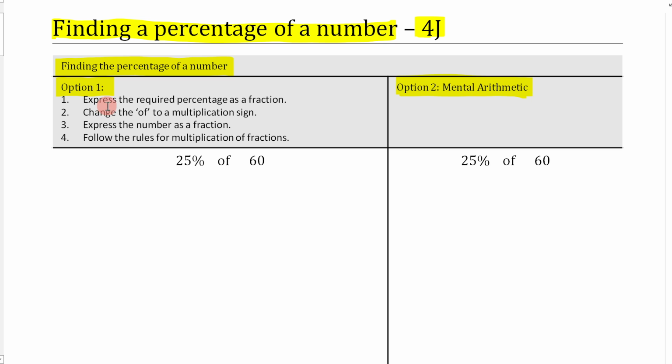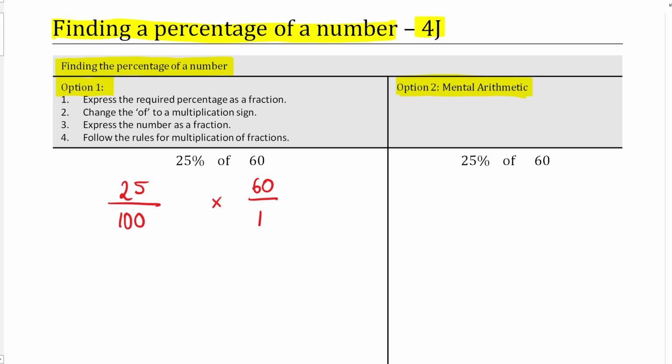Okay, so the first thing you want to do is express the required percentage as a fraction, change the "of" to a multiplication sign, express the number as a fraction, and then follow the rules of multiplication of fractions. So if I give you 25% of 60, the first thing you want to do is express this percentage as a fraction. So we're going to write it as 25 over 100. So I've taken the percentage and written it as a fraction. "Of" then becomes times, and then 60 I write as a fraction as well. So I've changed "of" to times, and I've taken 60 and written it as a fraction.